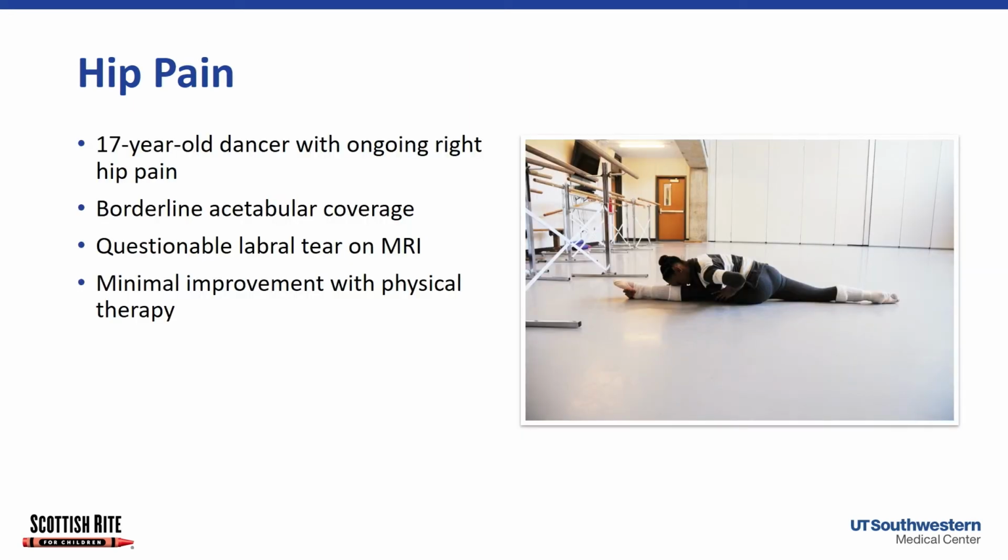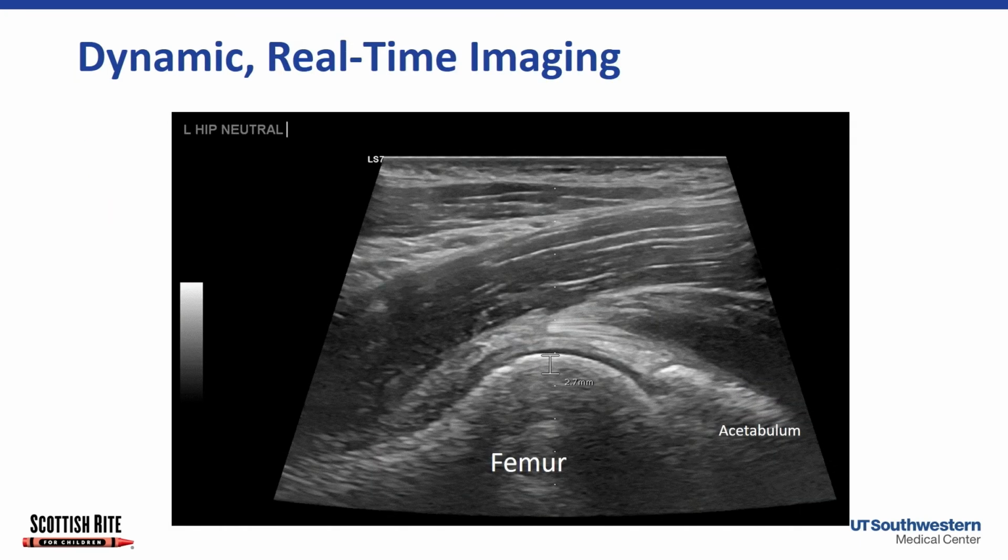Another example, here's a 17-year-old dancer who is having ongoing right hip pain. Once again, MRIs, maybe there's something going on in there, but nothing definitive. We had sent this patient in to do some physical therapy, which they had done for a few months. Despite doing that, still not a lot of improvement and still having a lot of pain with dancing. And so what we can do with ultrasound is we can see how the hip moves in certain positions in the pelvis or in the acetabulum.